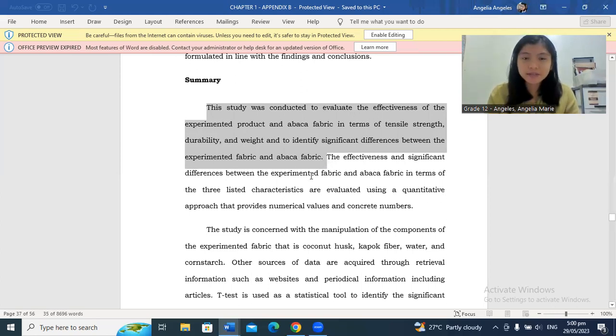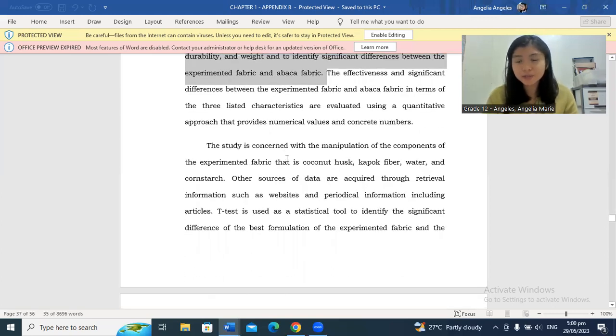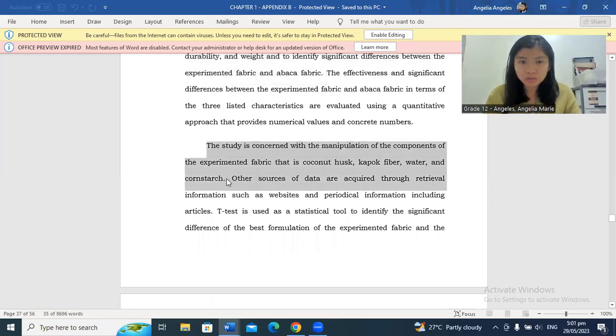The effectiveness and significant differences between the experimented fabric and abaca fabric are evaluated using a quantitative approach that provides numerical values and concrete numbers. So this summary also tells that we are using a quantitative research, specifically experimental research. Okay? So the study is concerned with the manipulation of the components with experimented fabric that is coconut husk, kapok fiber, water, and cornstarch. Okay, so ito.